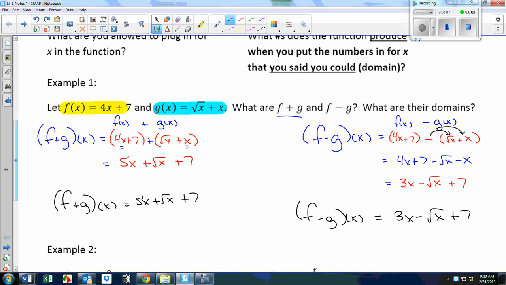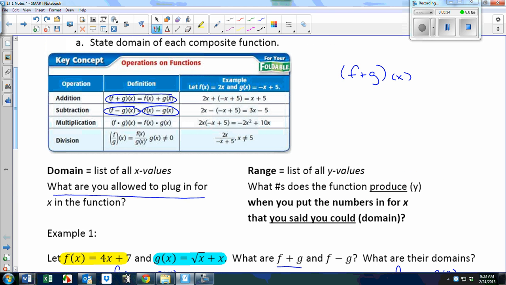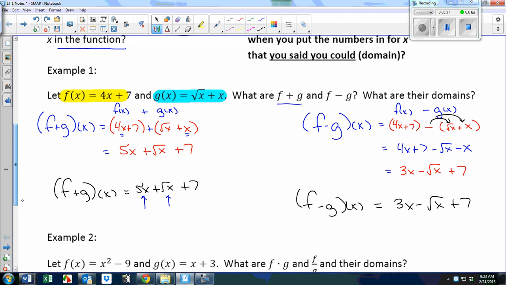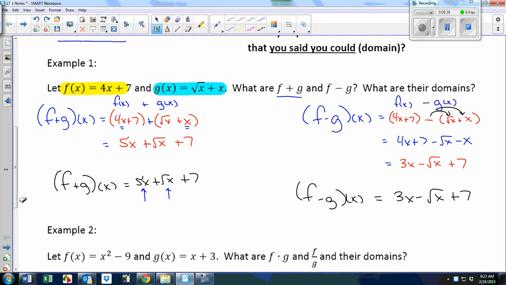Now, what are the domains? What are the things you plug in to the function? Well, you need to look at the original functions and the combined function. What is the domain for the 5x portion of the new function? Can you put anything you want into a 5x? Yeah. Can you put anything you want into the square root of x? Think back to yesterday. That's what the domain question from yesterday was. What are you allowed to plug in for x? What are you not allowed to put in under a square root?